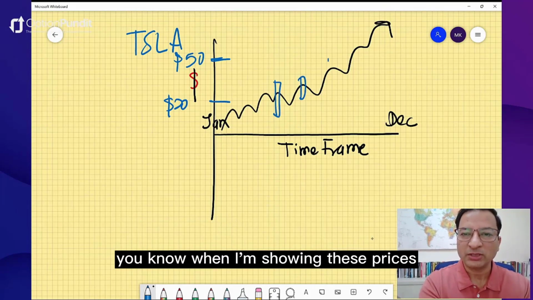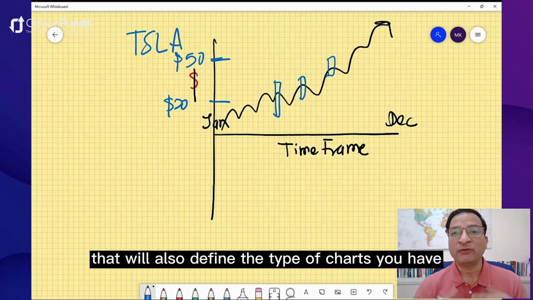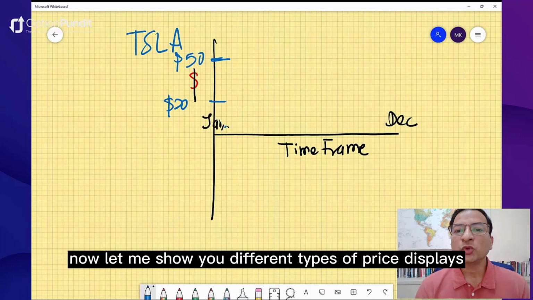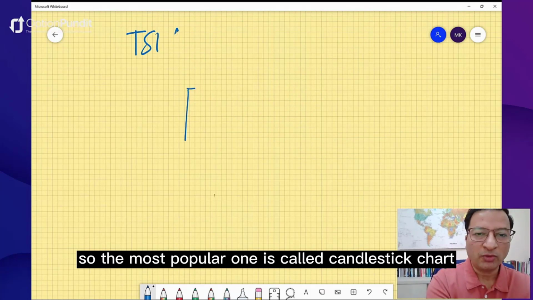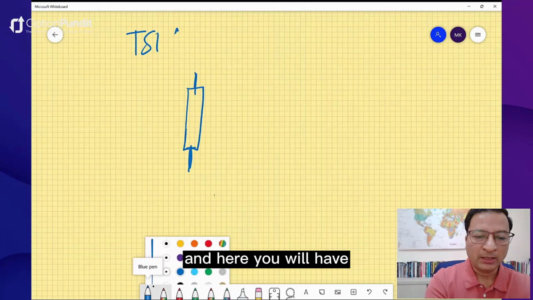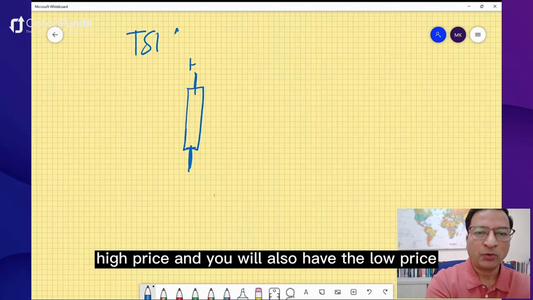When I'm showing these prices, how these prices are being displayed will also define the type of chart you have. Now, let me show you different types of price displays. The most popular one is called the candlestick chart. And here you will have a high price, and you will also have the low price.